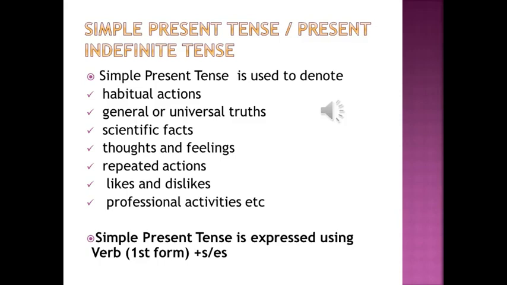Let us begin with indefinite tense. The first one is simple present or present indefinite tense. Simple present tense is used to denote habitual actions. I'm giving you the example for the same. She moves her hands while speaking. Simple present tense is also used to express general or universal truths. For example, the earth revolves around the sun.